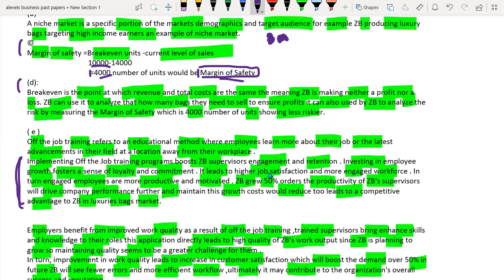It leads to higher job satisfaction and a more engaged workforce. In turn, engaged employees are more productive and motivated. ZB grew 50% in orders. The productivity of ZB supervisors will drive company performance further and maintain this growth. Cost would reduce, which leads to a competitive advantage for ZB in the luxurious packs market. So here I have done my first analysis point.